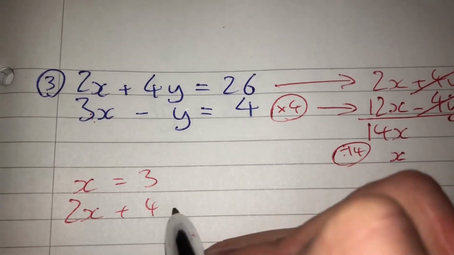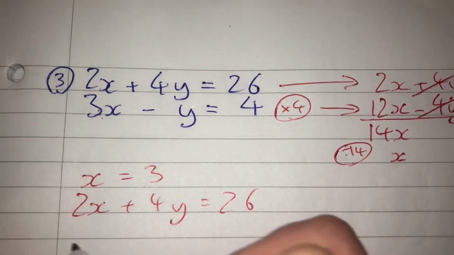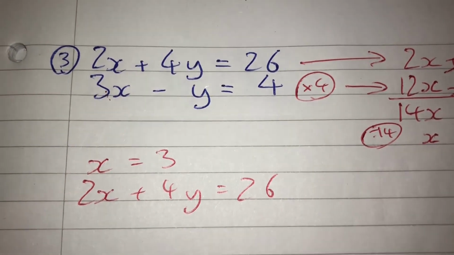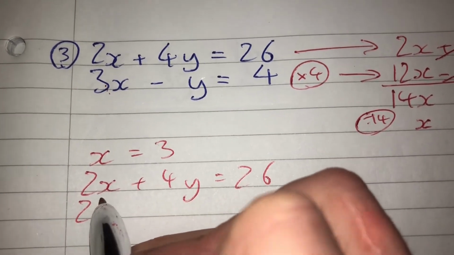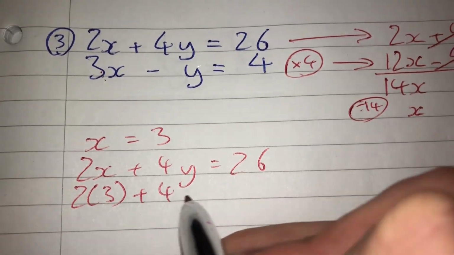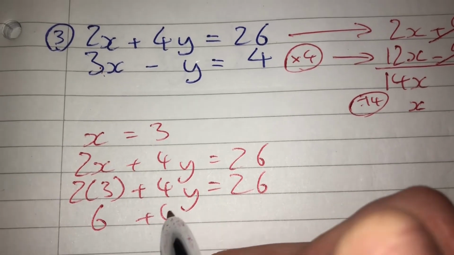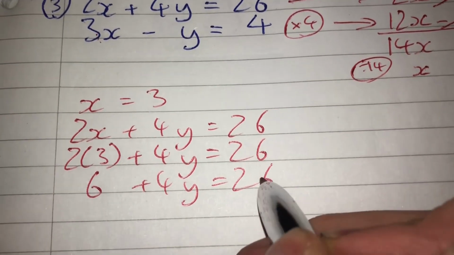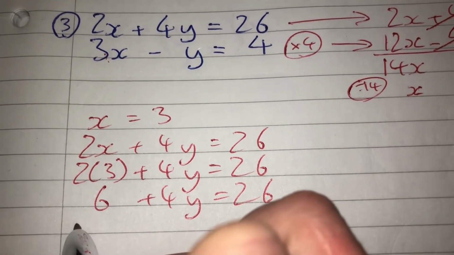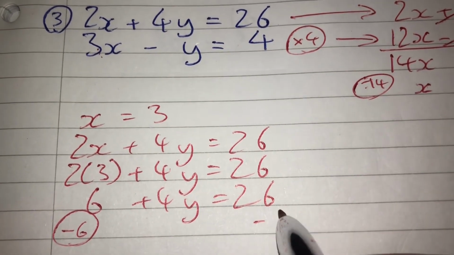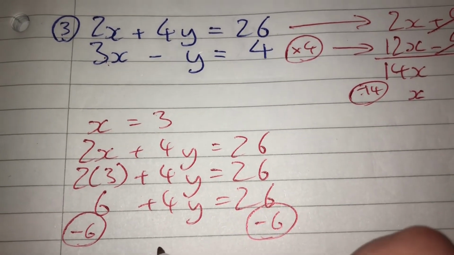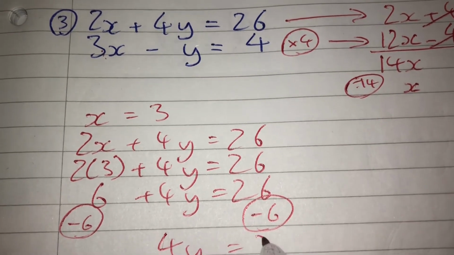2x plus 4y, I've chosen the top equation this time. And this is to help me find my y value. Now I know my x. So 2 times 3 plus 4 times y equals 26. 2 times 3 is 6 plus 4y equals 26. Two-step equation at this point. Take away the 6 from each side. So I'm left with 4y equals 20.